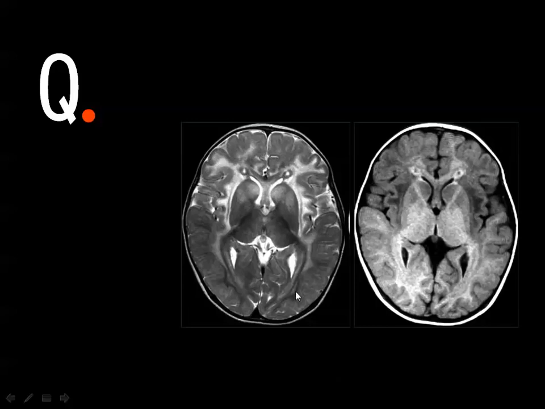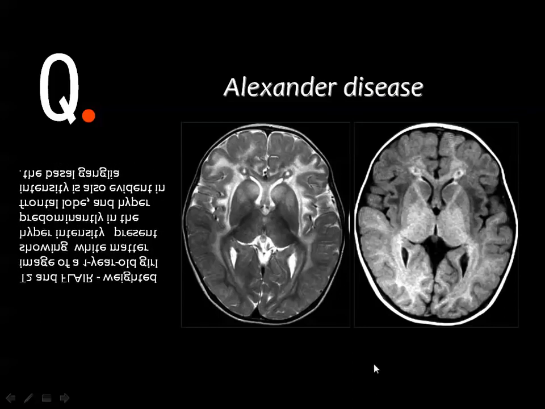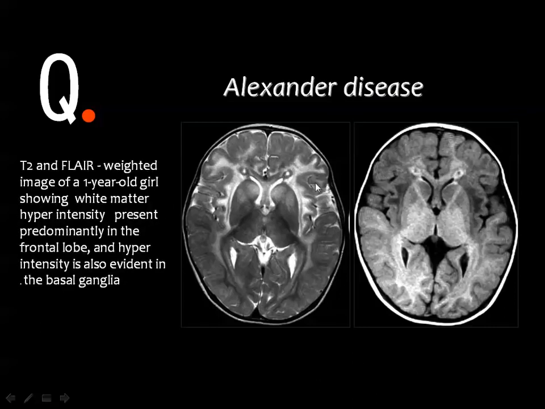This is T2 and T1 post contrast or maybe FLAIR. Okay. What do you think? Alexander disease because of the frontal white matter distribution. I have said in a few moments that if you see white matter changes predominantly affecting the frontal lobes, then you may think of Alexander disease. And Alexander disease is one of the leukodystrophies that can show contrast enhancement.